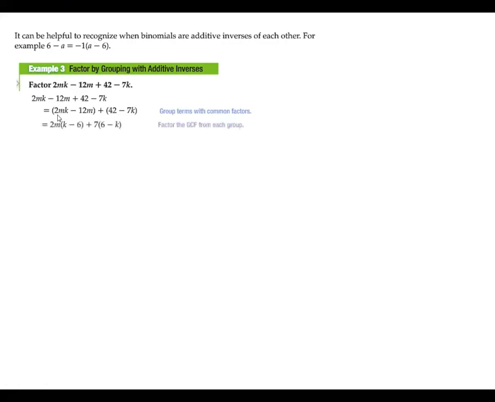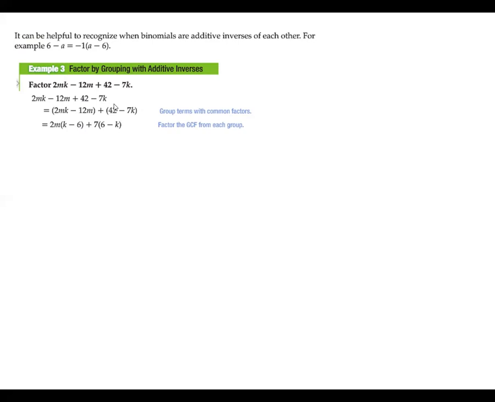The first two I can factor out a 2m and I get k minus 6, and the last one I can factor out a 7 and I get 6 minus k. Now notice these almost line up, but the 6 and k here are in the wrong spot. Like I would have to have k minus 6 and k minus 6. Well, these are called additive inverses because they're the flip-flop of each other. They're the opposites of each other. This is k minus 6, this is 6 minus k.